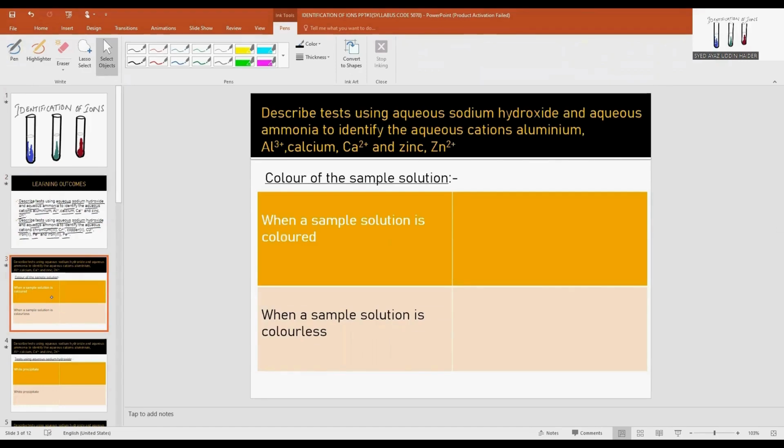I will start with the color of the sample solution. When a sample solution is colored, then it must contain transition metal ions. So we will write transition metal ions are present. When a sample solution is colorless, then you will write transition metal ions are absent.